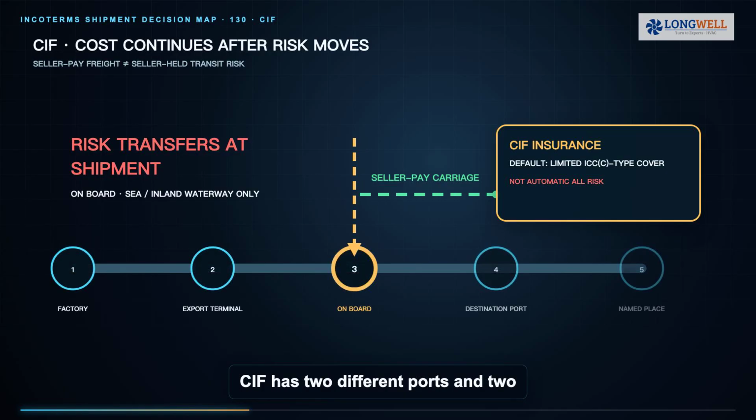CIF has 2 different ports and 2 different ideas. The seller delivers and risk transfers when the goods are on board at shipment, yet the seller contracts and pays carriage to the named destination port. CIF also requires the seller to arrange insurance for the buyer's transit risk, but the default is limited cover comparable to Institute Cargo Clauses C, not automatic all-risk protection. The official rule specifies at least 110% of the contract price in the contract currency, unless the parties agree otherwise. CIF is maritime only, and the buyer handles import clearance and related duties where applicable.